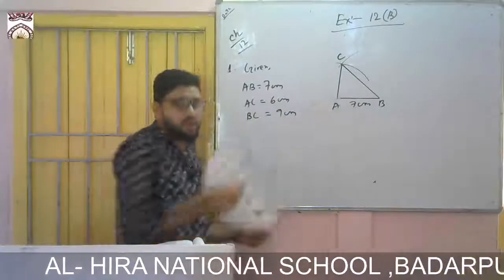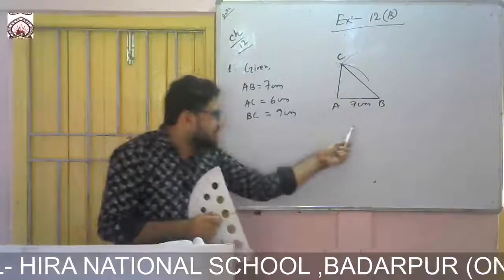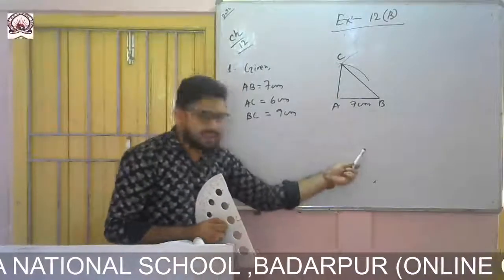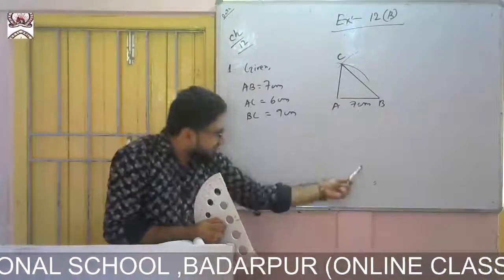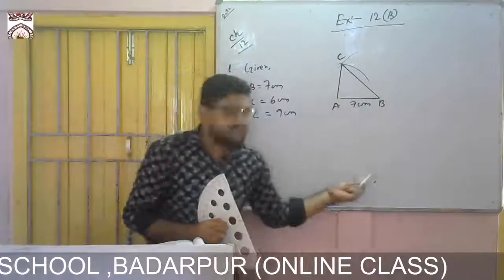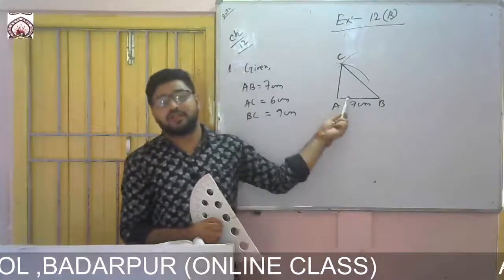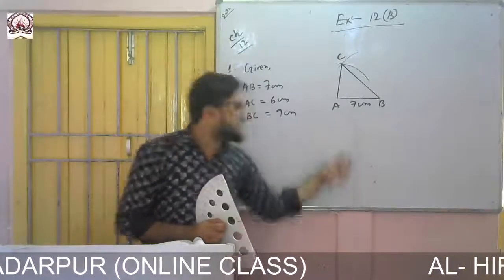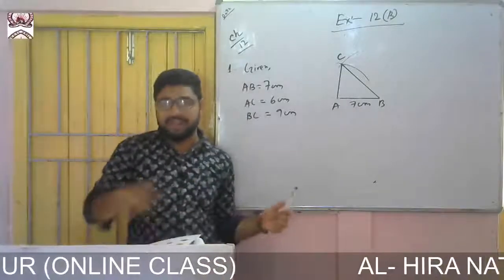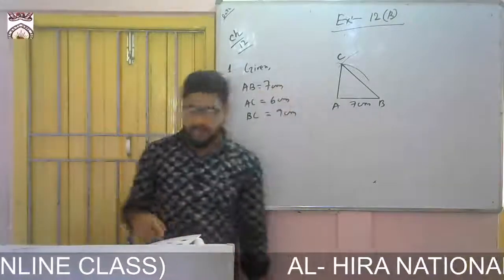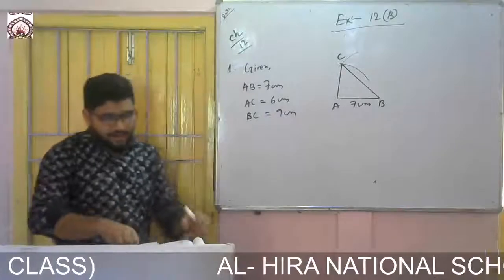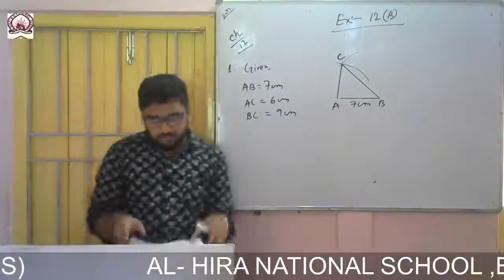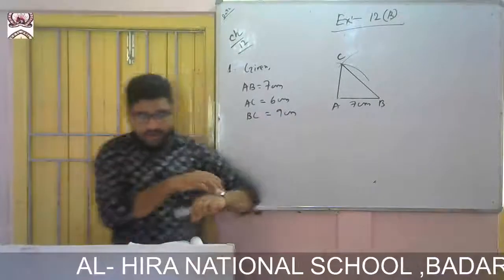After that, you measure angle A with your protractor and whatever you find you write here. Then angle B, write, then angle C, write, then add all. If you get 180, then the construction is correct. If 180 is not coming, then you draw again. By taking accurate measurements it will come. Now write the steps of construction, how we have drawn.